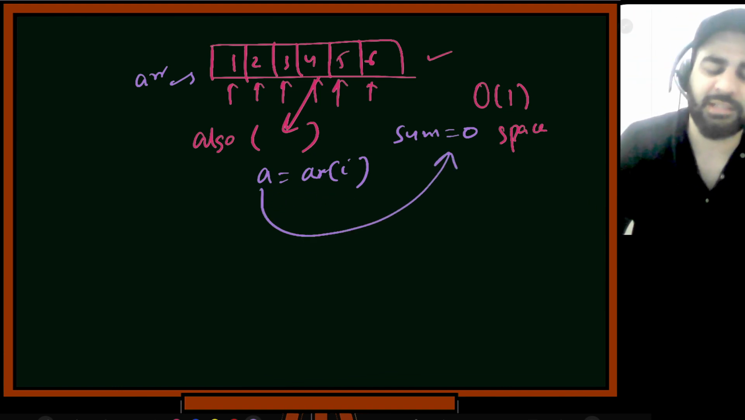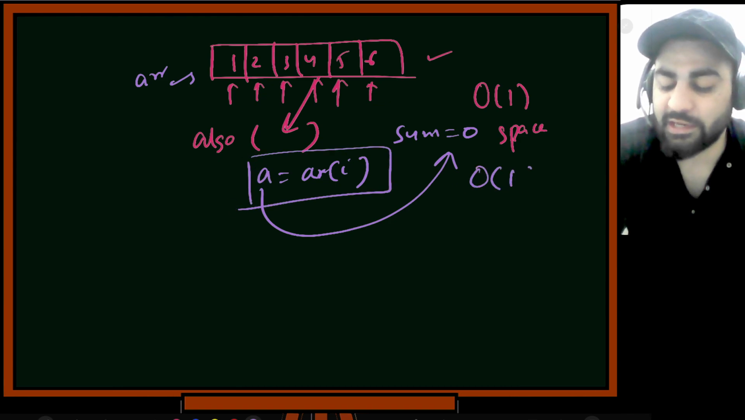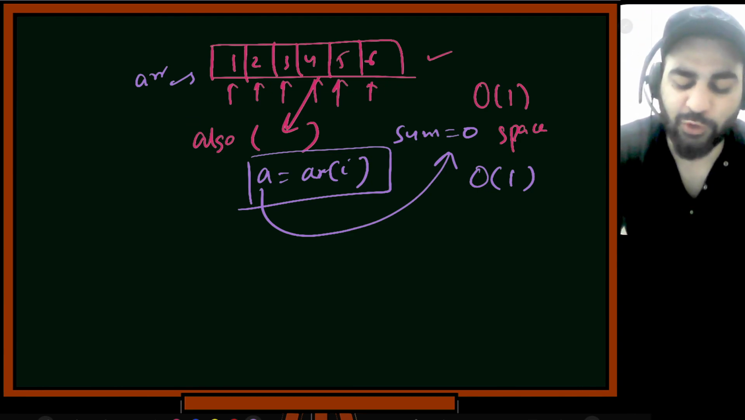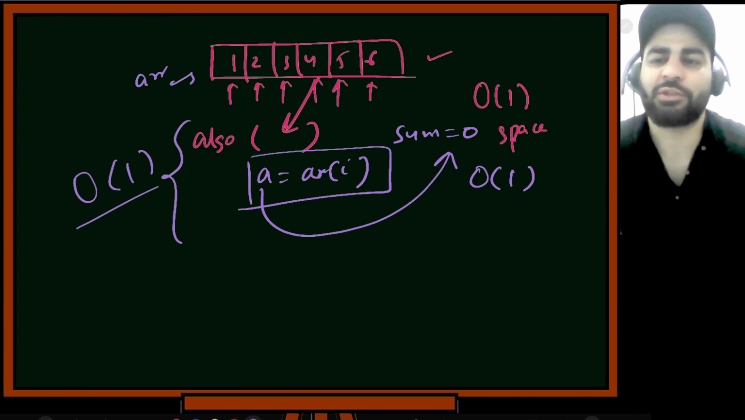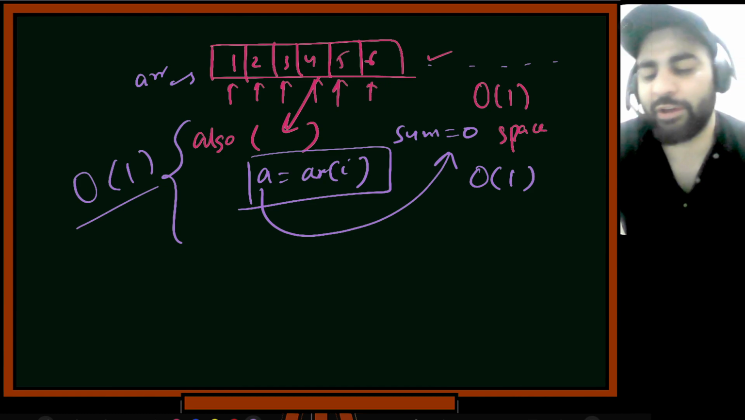So what it is doing, in one iteration it is using this a, which is order one space, and in each iteration it's again reusing the space. So it is not giving you more space. So you can say this is a constant time algorithm in terms of space, because this is irrespective of howsoever this array grows, because nowhere we are using additional space.